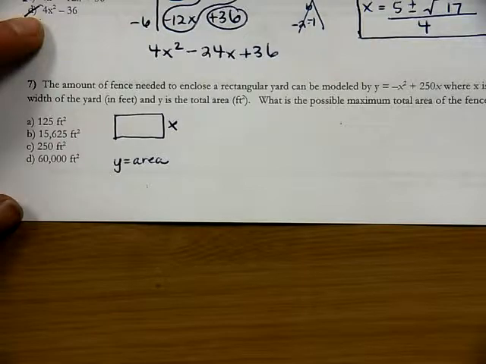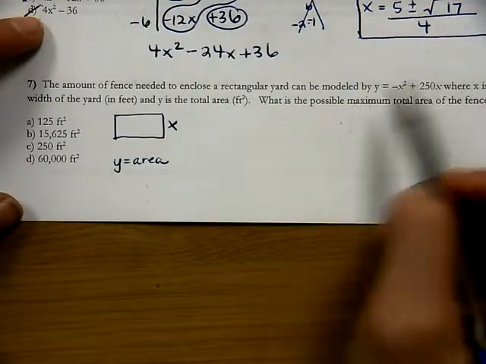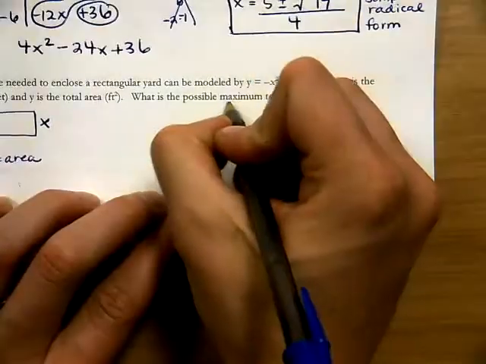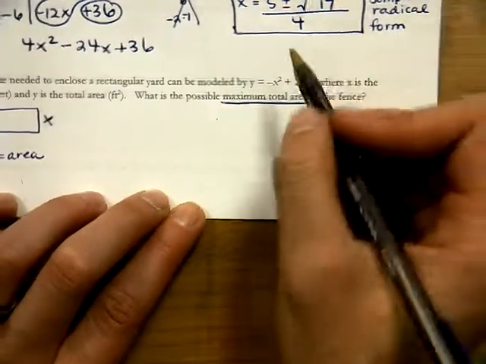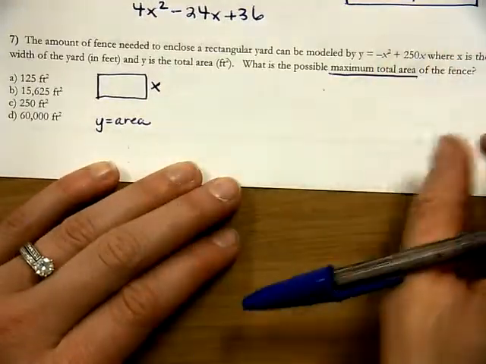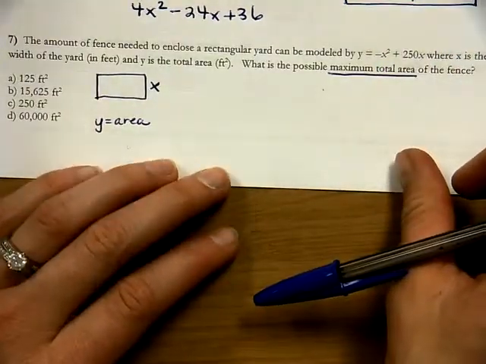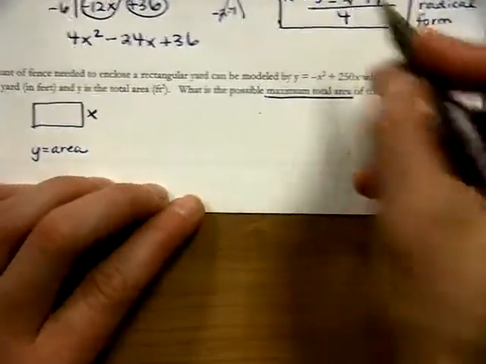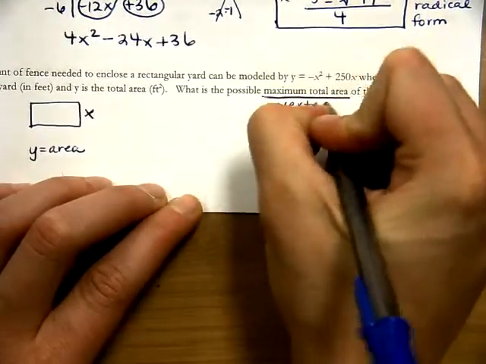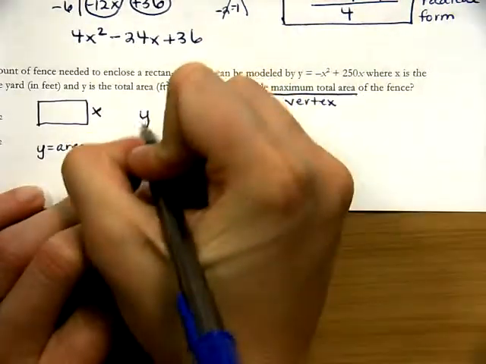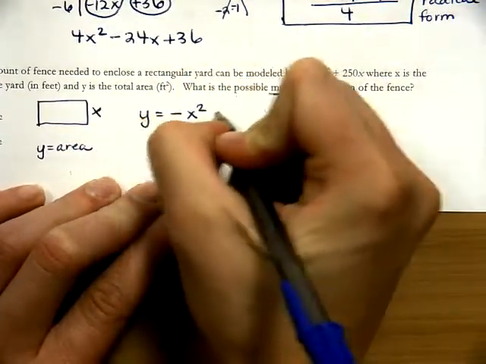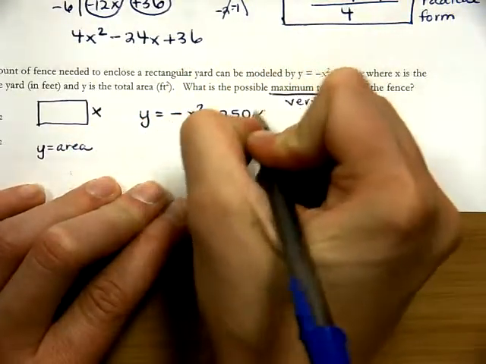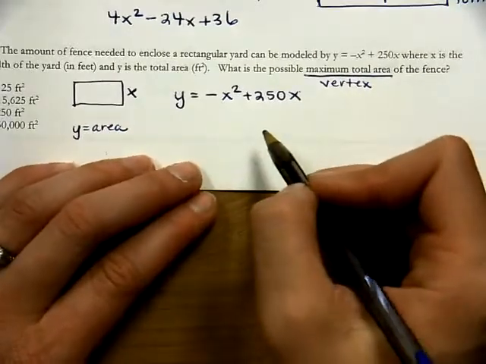And it says, what is the possible maximum total area? So maximum total area means I want to maximize y. Well, to get the maximum, I know that maximum happens at the vertex. So I take y equals -x squared plus 250x, and I need to find the vertex of that.